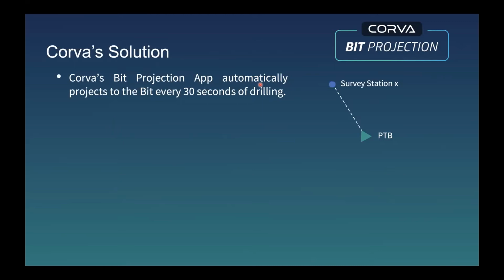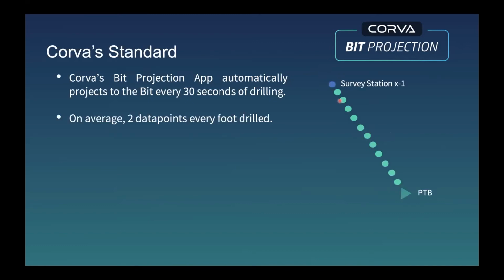So our bit projection app, instead of just having one projection from the survey station to the bit, which is the current industry standard, is projecting multiple data points across this entire interval. As they're drilling, we are calculating and automating those projection data points every 30 seconds, which essentially ends up giving us 1 to 2 to 3 data points per foot, depending on how fast they're drilling.